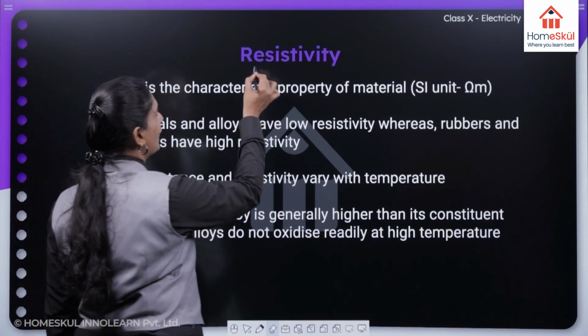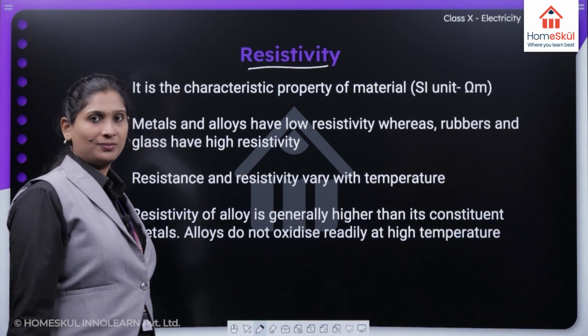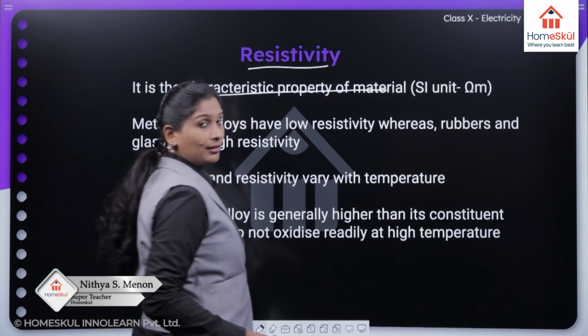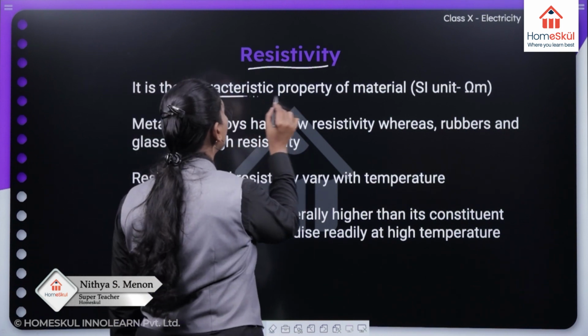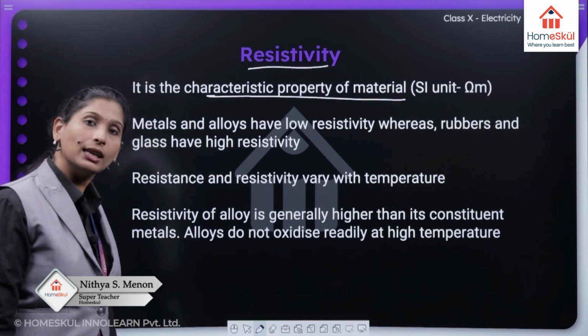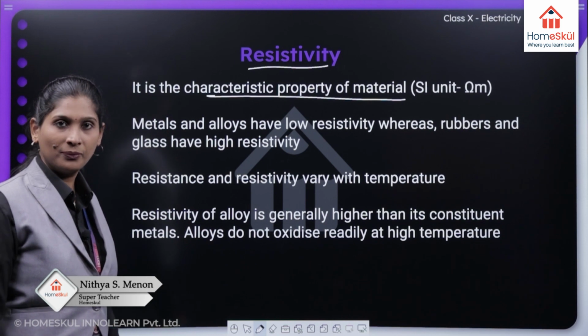Consider another quantity, resistivity. What is this resistivity? Resistivity means it is a characteristic property of a material. That means it is a material property, which depends upon the material. So, where did this resistivity come from?